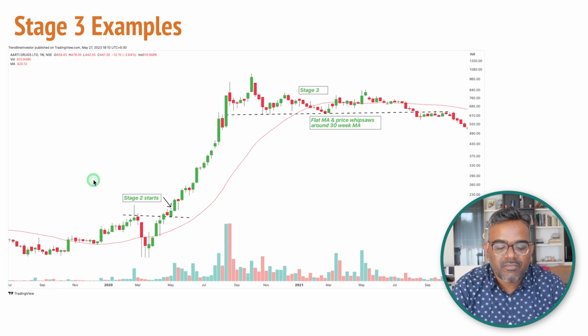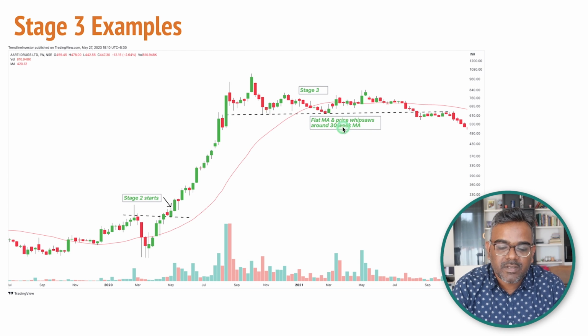So this is the example of RT drugs. If you see, this was stage 1 where the moving average was almost flat, and then the moving average started trending up here. So we had a breakout from stage 1 to stage 2. The stock had a massive run up. It never even came close to the 30-week moving average. But then the stock started going sideways, and then it came below the 30-week moving average. The 30-week moving average started flattening. That's the phase when stage 3 is probably there, right?